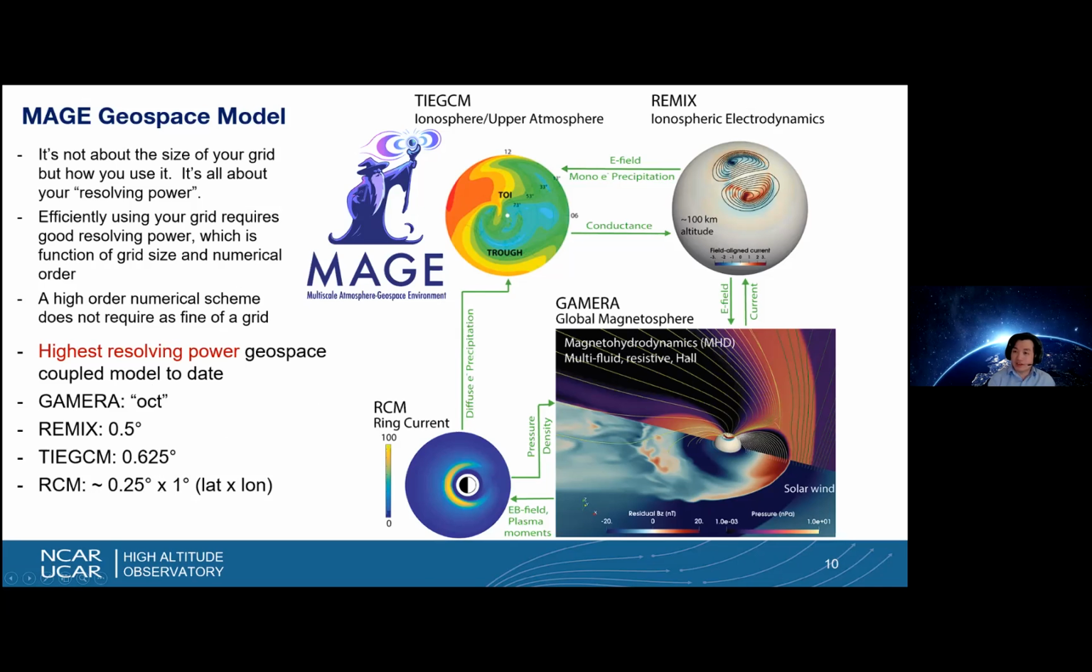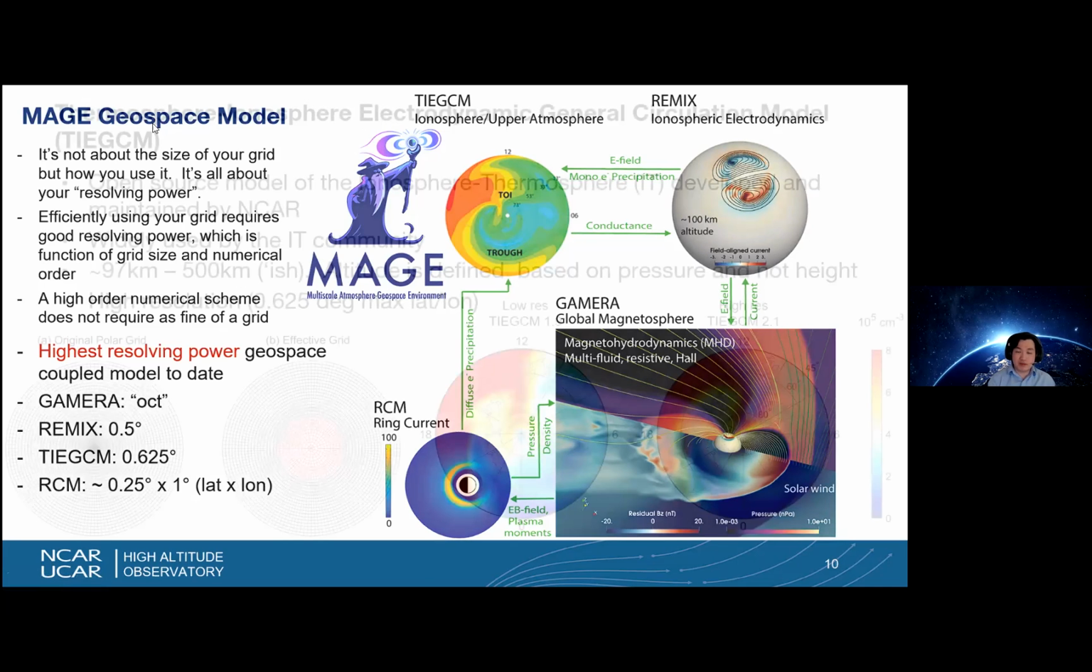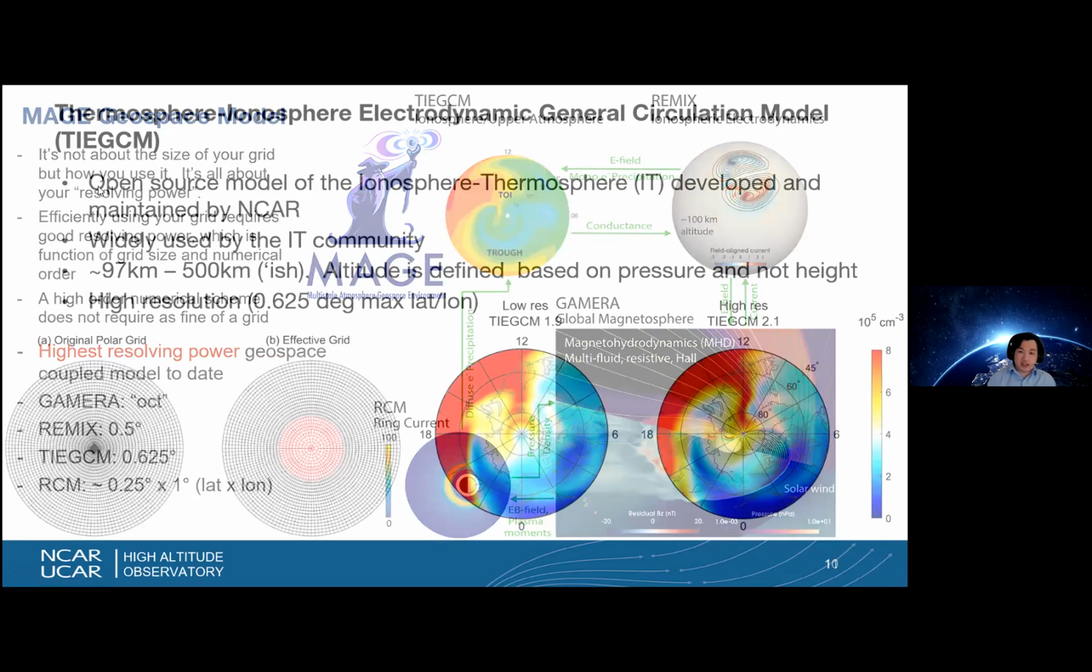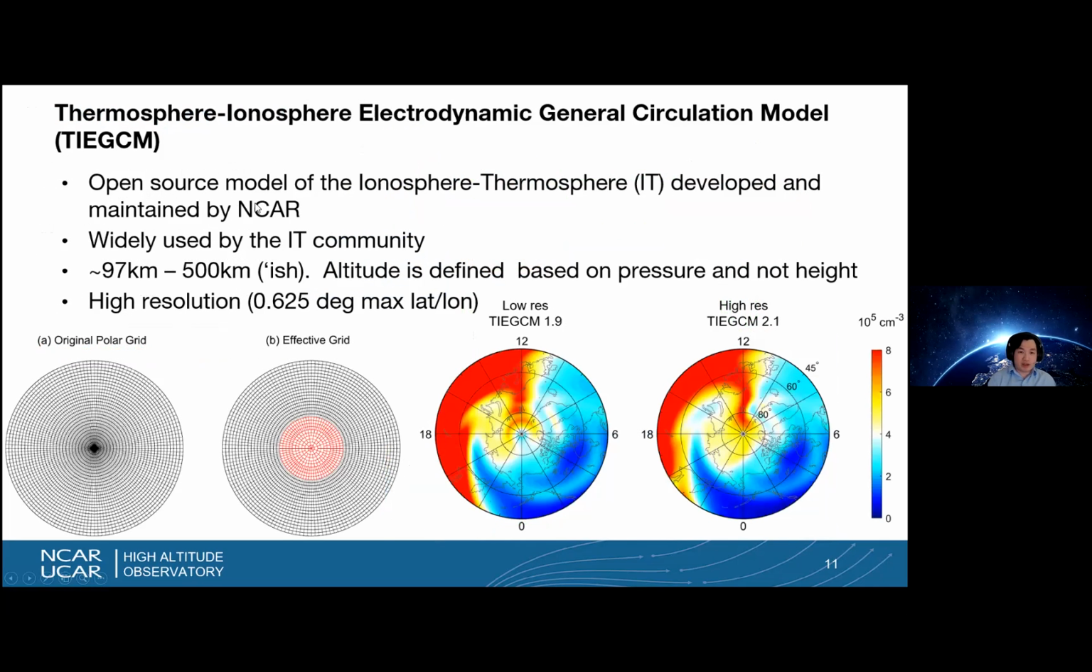All right, so individually, TIEGCM is an open source model. It's an NCAR maintained model, developed and maintained by NCAR. It's a model of the ionosphere thermosphere. It starts at about 97 kilometers and it goes up to about 500 kilometers-ish.